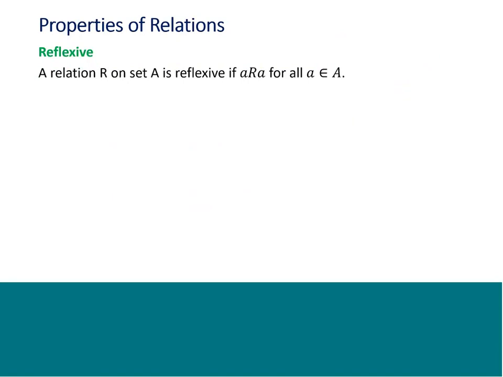Now, structurally, what does this mean? So if you're actually in your relation, so you're in your ordered pairs, what this means is you've got every single ordered pair where the first and the second coordinate are exactly the same, and this is true for all of your elements in A. In other words, you got all of your doubles.